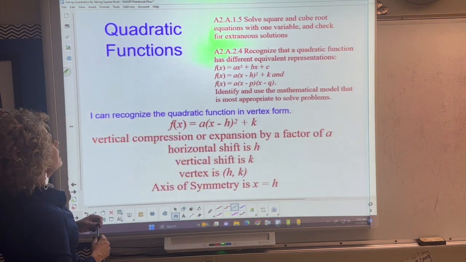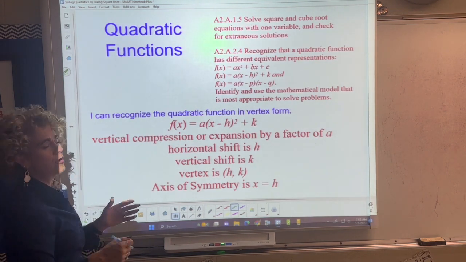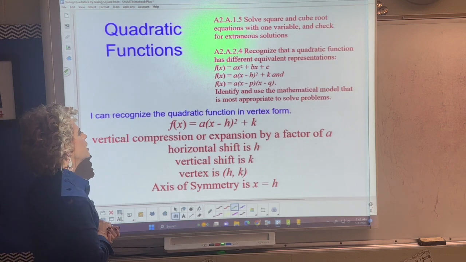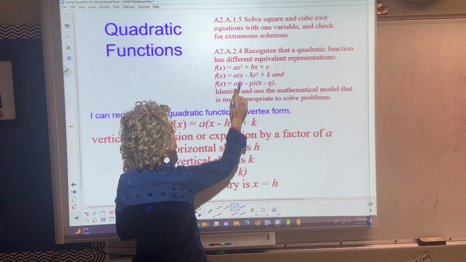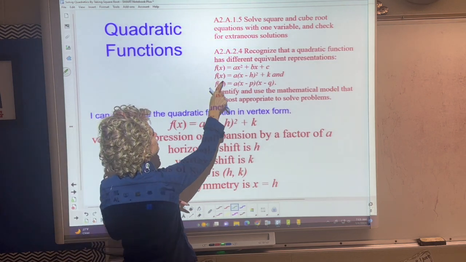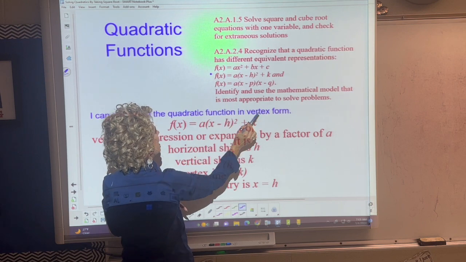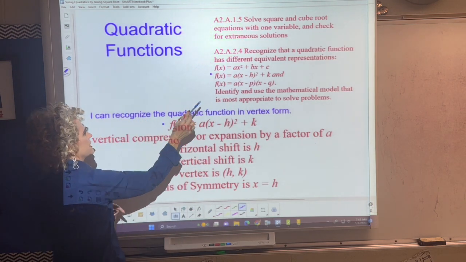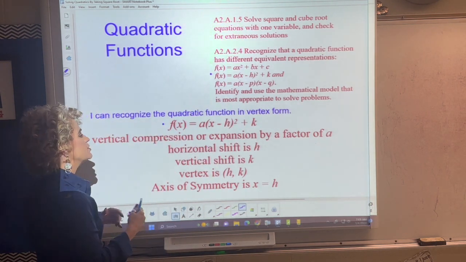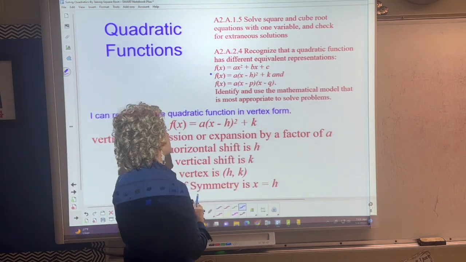Now, the quadratic function in vertex form, we've already done this when we did our parent functions. Remember, a quadratic has x squared up here. This is in vertex form. Vertex form is right here. This is our second equation right there, where (h, k) is our vertex, and our axis of symmetry is x equals h.